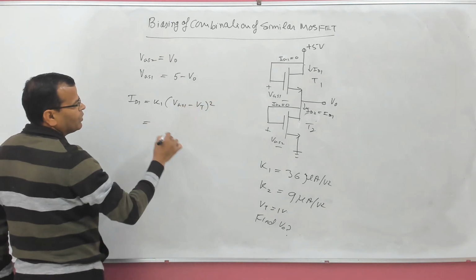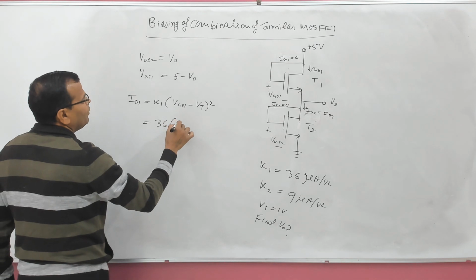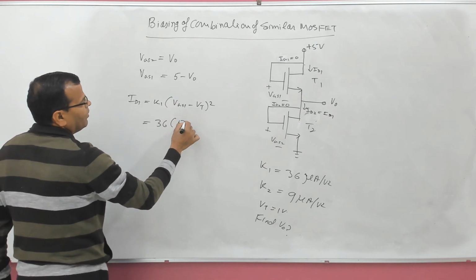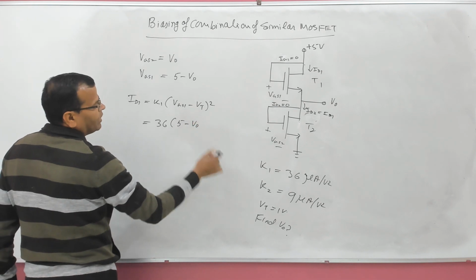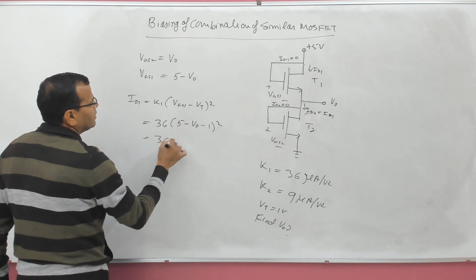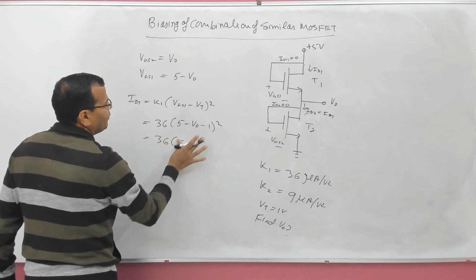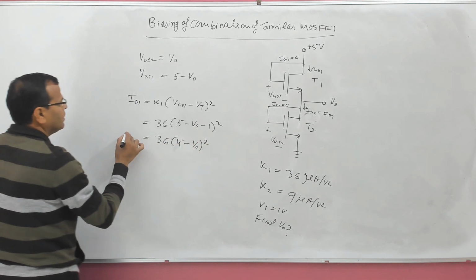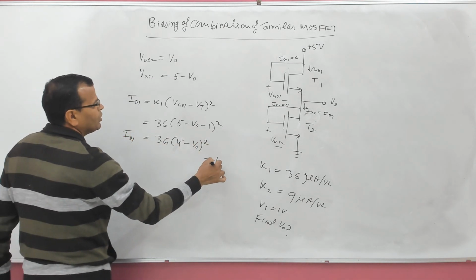So, K1 is given to you, that is 36. VGS1 is what? That is 5 minus V naught. VT is what? 1. So, minus 1 whole square. So, that is 36 into (5 minus, not 5, I will take it 4 now, 4 minus V naught) whole square, that is ID1. This is equation 1.